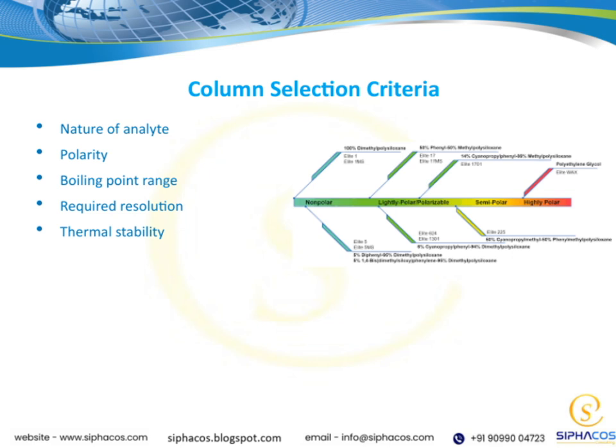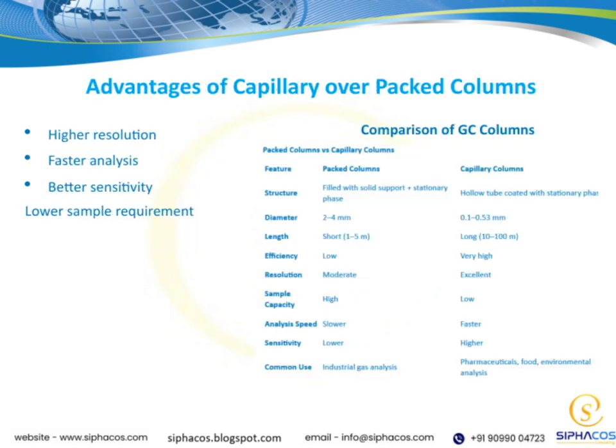Another important aspect is the required resolution. Depending on how close your compounds' retention times are, you might need a column with high resolving power to distinguish them clearly. Finally, consider the thermal stability of your analytes and the column itself. If your compounds are heat-sensitive, you'll want a column that operates effectively at lower temperatures to prevent decomposition. All these criteria are interconnected and essential for optimizing your chromatographic separation, ultimately leading to more accurate and reliable results in your analysis.